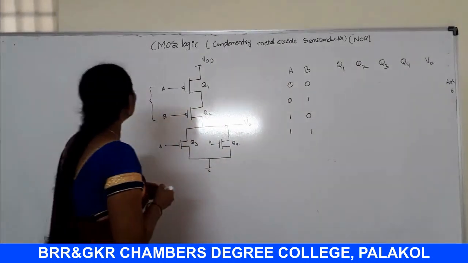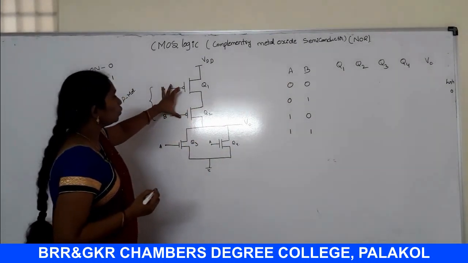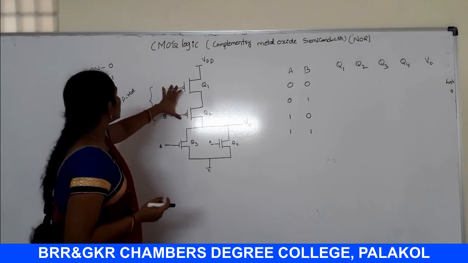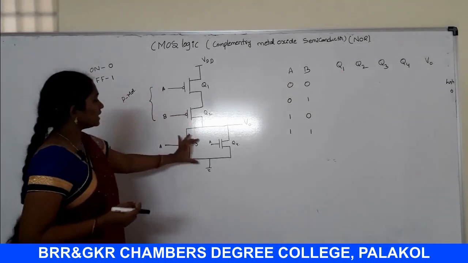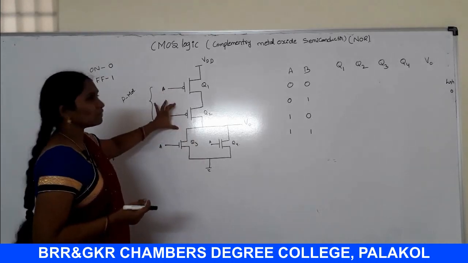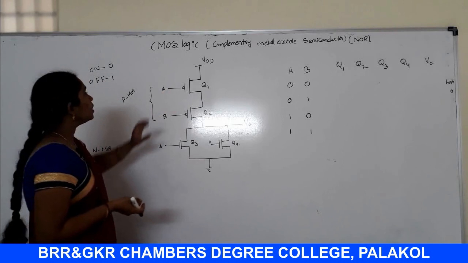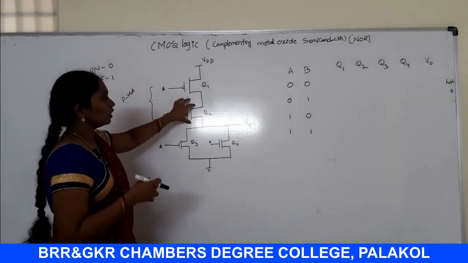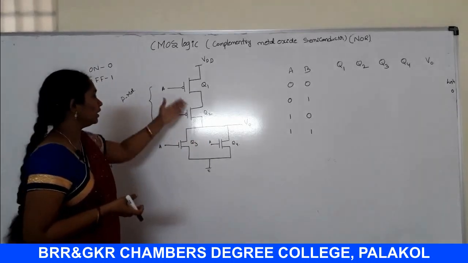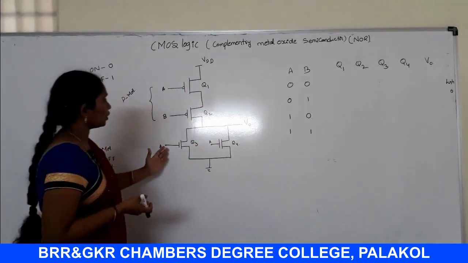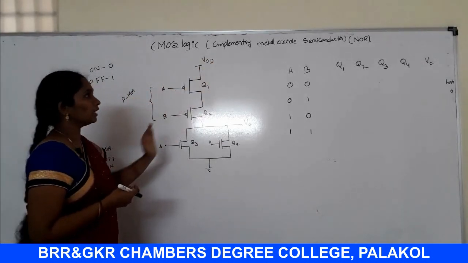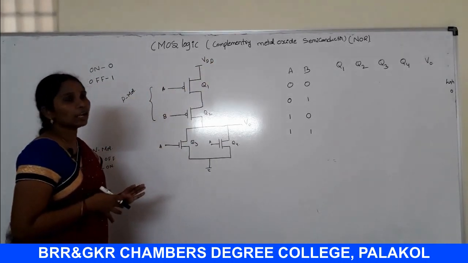Okay, so here there are two types of MOSFETs. This is a PMOS and this is an NMOS. These two types of MOSFETs are cascaded. That means the PMOS are pull up and the NMOS are pull down here. So this is the construction of complementary metal oxide semiconductor using NOR gate logic.